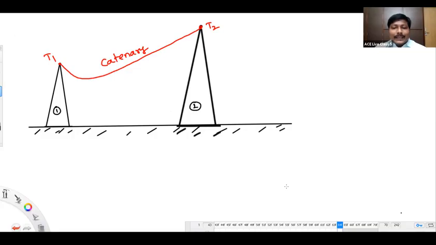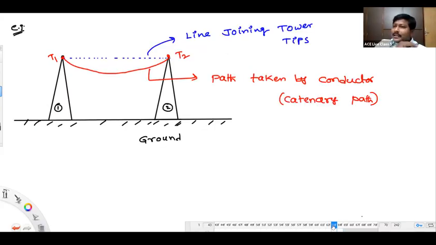Definitely the higher height tower. We can say the tension will be more at the tallest tower tip. T2 will be greater compared to T1. Whereas for equal heights of towers, I can say the tensions will be equal. T1 and T2 values will be equal.